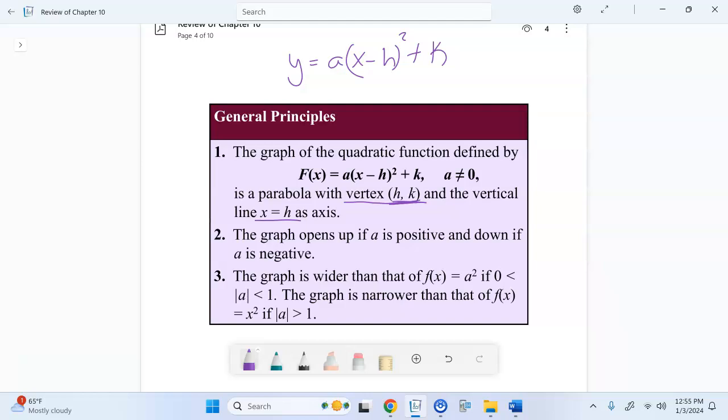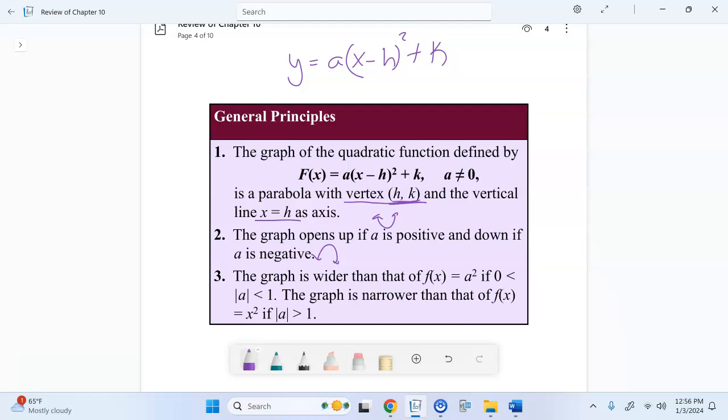If our leading coefficient, that a value, is positive, our parabola opens up. If the a value is negative, the parabola opens down. So up if a is positive, or down if a is negative. Depending on the value of a, that makes our graph wider or narrower. We're not going to focus so much on that part. We're going to be looking at a different feature later on. Okay? So that's our vertex form.